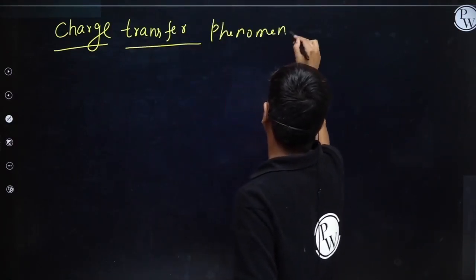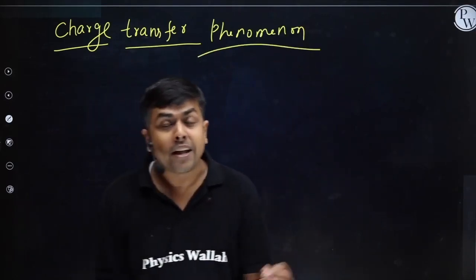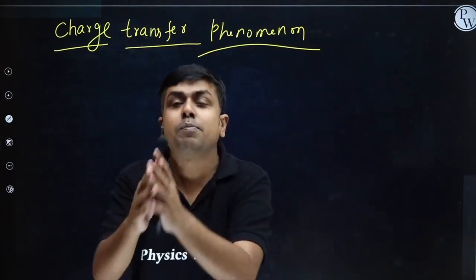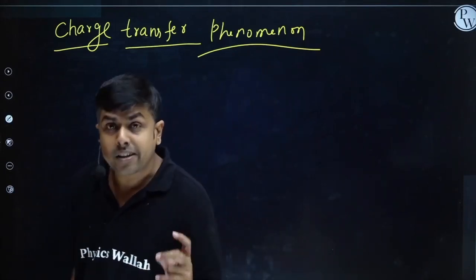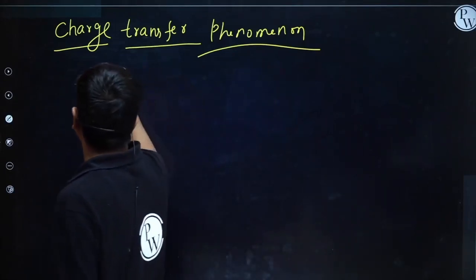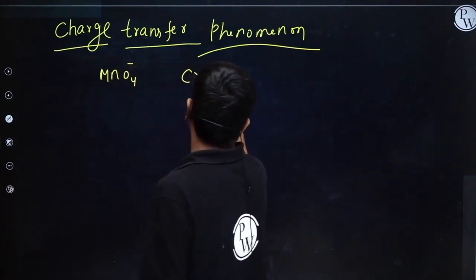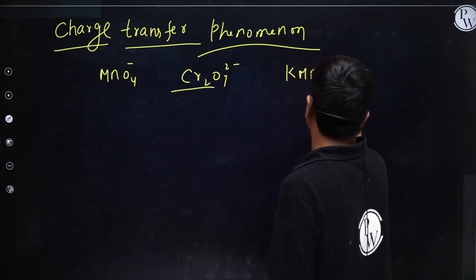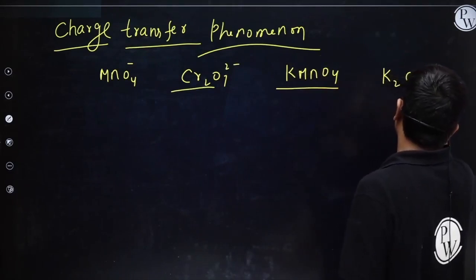Phenomenon. Mainly with the help of this charge transfer phenomenon, we can explain why certain compounds, why certain diamagnetic species are colored. Can you name a few diamagnetic species which are colored? Yes. MnO4 minus, Cr2O7 2 minus. That is potassium permanganate. It's having a purple color. Potassium dichromate. Orange color.